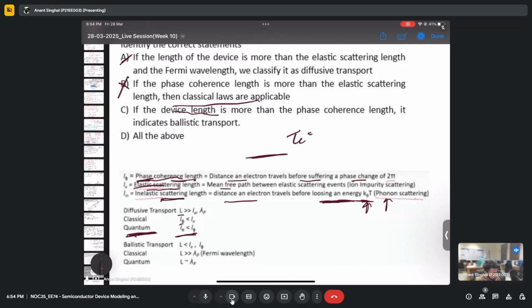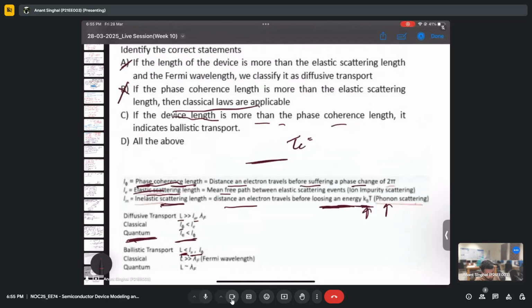If the device length is more than the phase coherence length, that is l phi, and it indicates ballistic, no. For ballistic, we require the device length to be less than the phase coherence length, so this is also wrong. So option A is the correct answer to this directly.